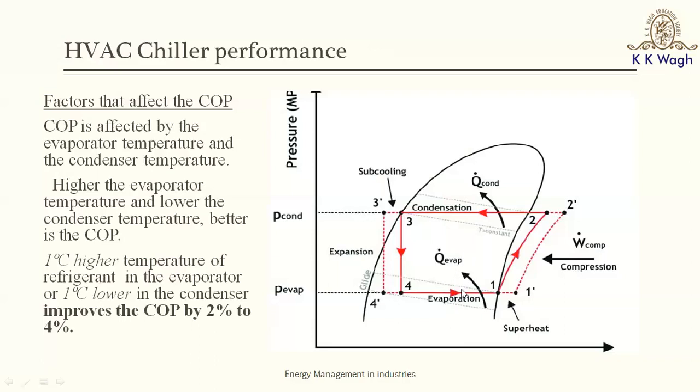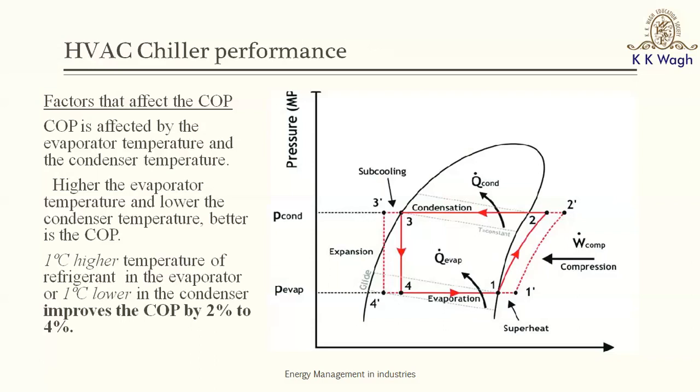If you increase the evaporator temperature, or the other way, if you lower the condensation temperature, then this difference would be reduced. So in order to improve the coefficient of performance of the chiller, and that is to save electricity in the chiller, we need to go for a higher evaporator temperature. The evaporator temperature has to be higher and the condensation temperature has to be lower, so that the power consumption is reduced and the coefficient of performance is improved. Higher the evaporator temperature and lower the condenser temperature, better is the coefficient of performance.